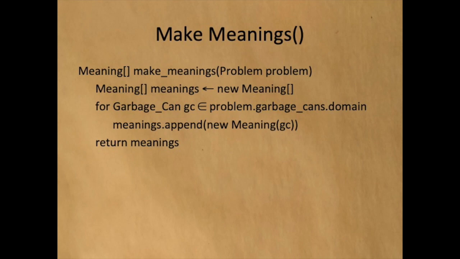MakeMeanings is very straightforward. First, it creates an array meanings to hold the results. For each garbage can in the problem, it appends a new meaning with that garbage can, and then it returns the resulting array.